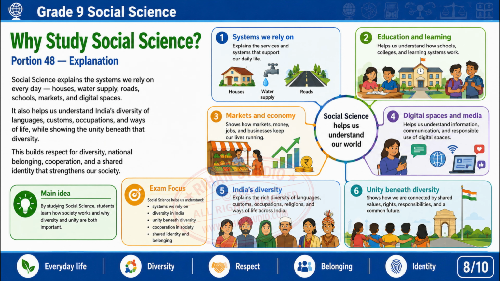Explanation. The first reason to study social science is that it explains the systems we depend on every day: houses, water supply, roads, schools, markets, and digital spaces. These systems do not appear automatically. Society creates and manages them. Social science also helps us understand why India has many languages, customs, occupations, and ways of life, while still having an underlying unity. This builds respect for diversity and strengthens national belonging.